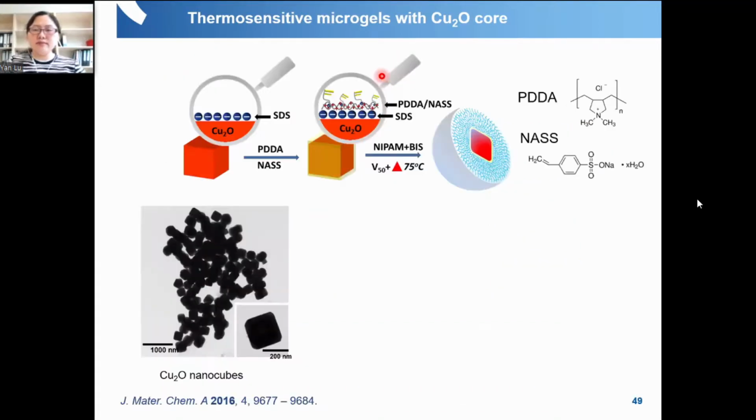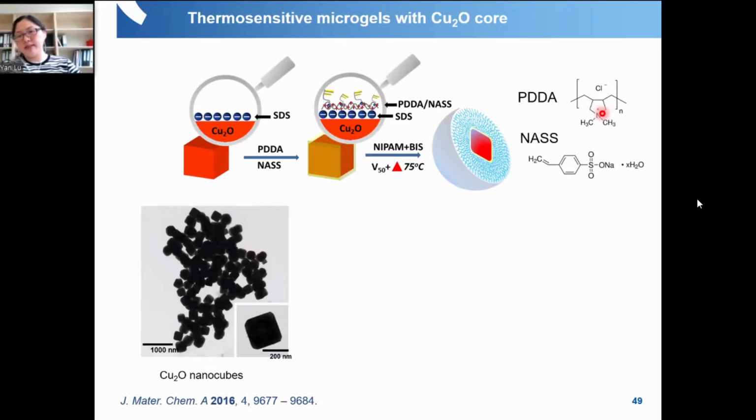For us, we actually worked and struggled quite a long time to do the surface modification of the cuprous oxide nanocubes. We can synthesize copper oxide nanocubes using SDS as a surfactant. And then we developed a kind of surface modification method. We mix the PDDA. PDDA is a kind of cationic polyelectrolyte, so it has a positive charge.